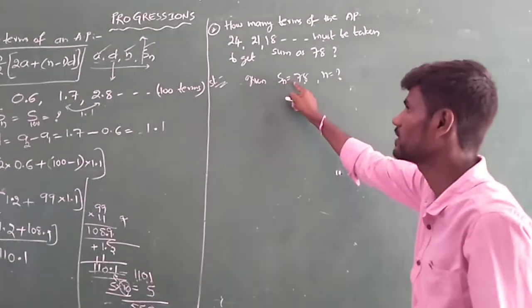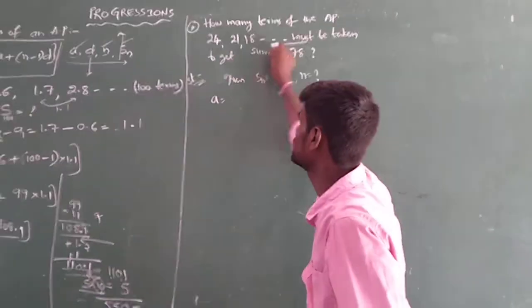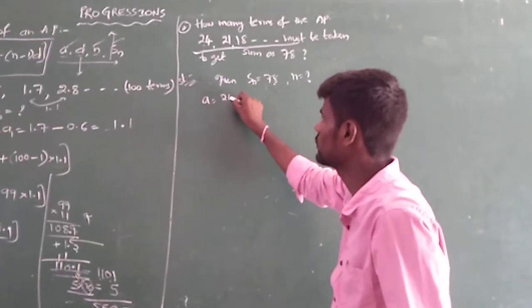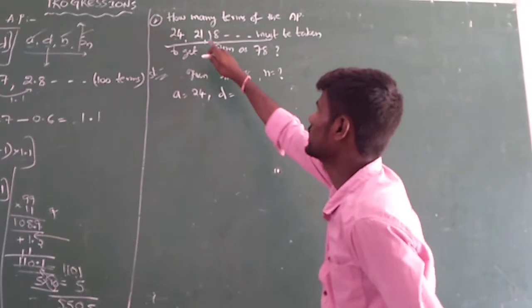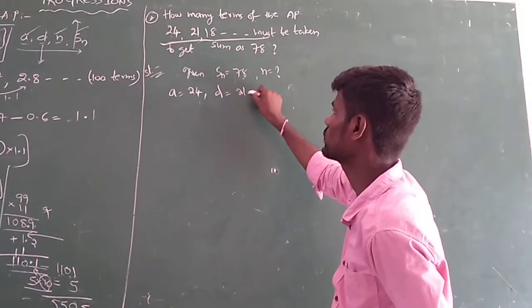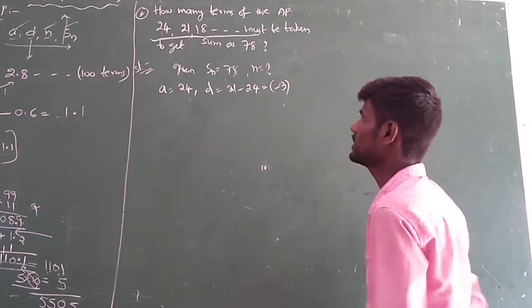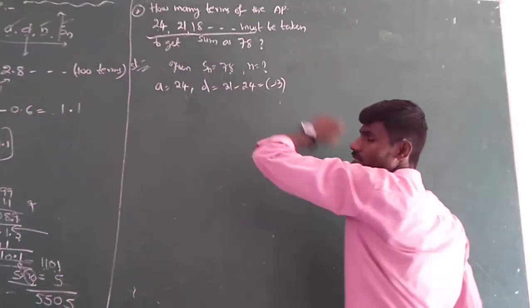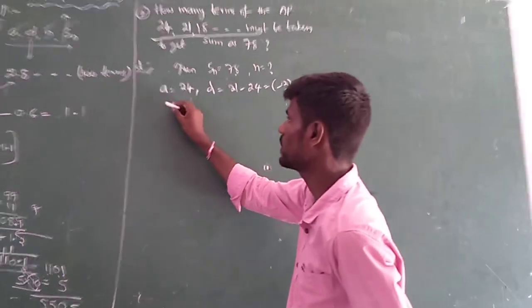Sn is given, and a is given. What is a in this AP? a is 24. Next, the common difference d. How much? Take the difference between successive terms: 21 minus 24, which is minus 3, because it is a decreasing AP. That's why you get a negative common difference. So now substitute in the formula.